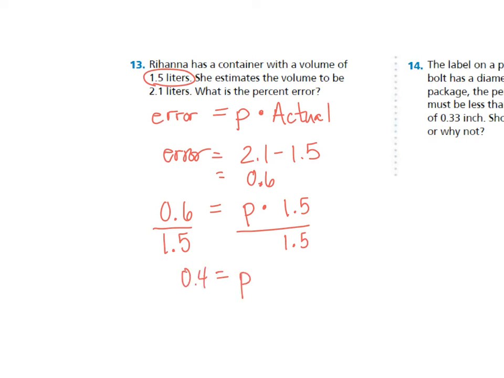And so that's 4/10, and I need to change that to a percent. So I'm going to move the decimal 2 places to the right, fill my empty spaces with zeros, and I have 40%. That is her percent error.